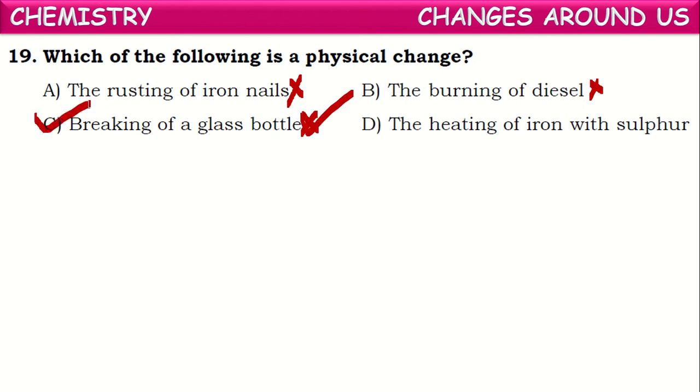What about the last one? Heating of iron with sulfur. We know when iron is heated with sulfur, it reacts with sulfur and forms iron sulfide. So it is a chemical change. Only physical change is breaking of glass into small pieces. Okay, next.